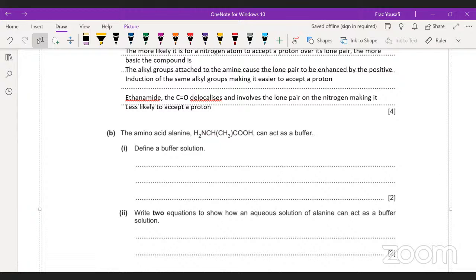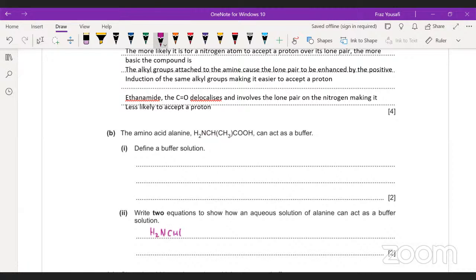The ability to use alanine, which is one of the substances, the amino acid that they've given up there, as an actual buffer. They want you to write two equations. Basically, it's the ability to convert both sides of the same alanine molecule to react with either the proton or the OH minus ions. For example, this is my alanine structure.